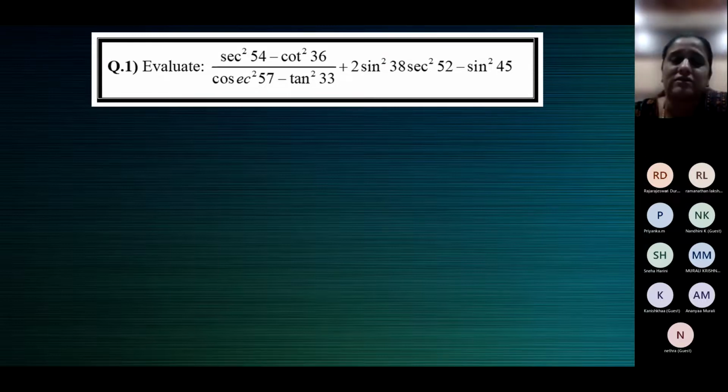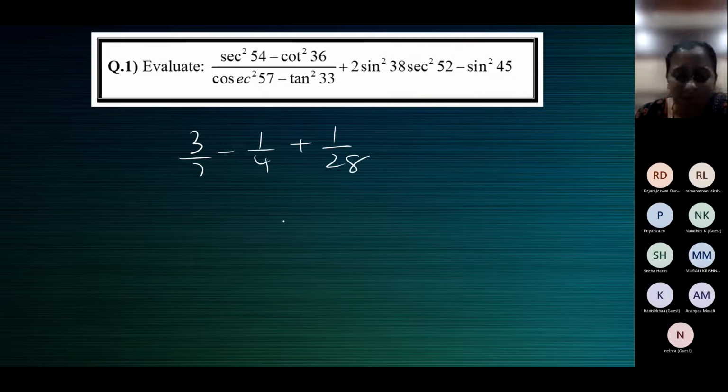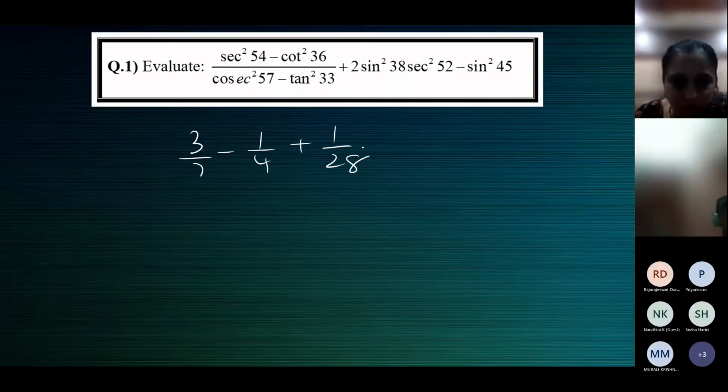First, you need to plan. We cannot just start working like that. What do I mean by that? When you're given something like 3 by 7 minus 1 by 4 plus 1 by 28, you cannot plan all the steps. You know you have to take the LCM of 7, 4 and 28. Then the previous step tells you what to do in the next step. But here it's not like that. You must plan the whole thing.